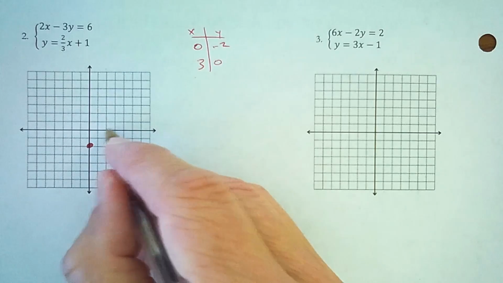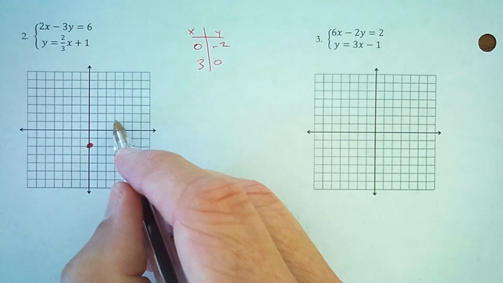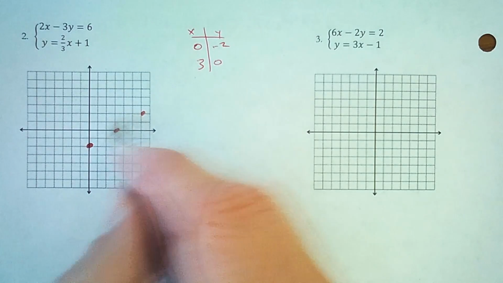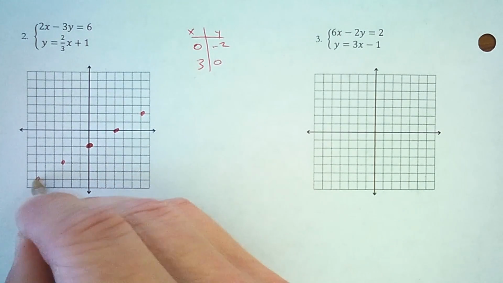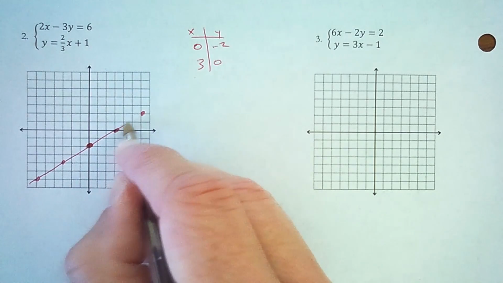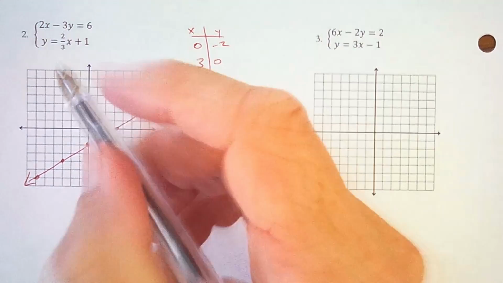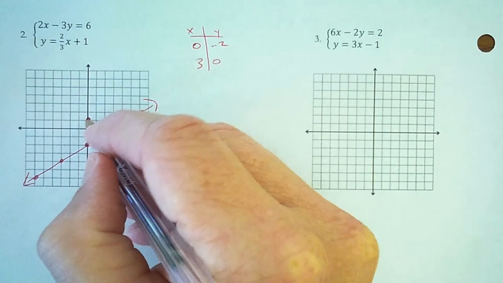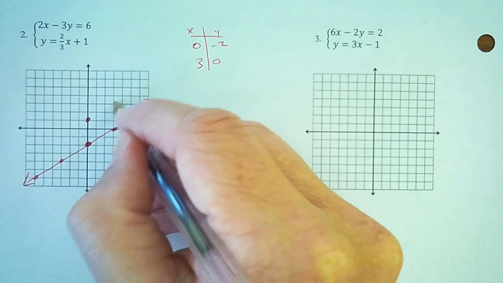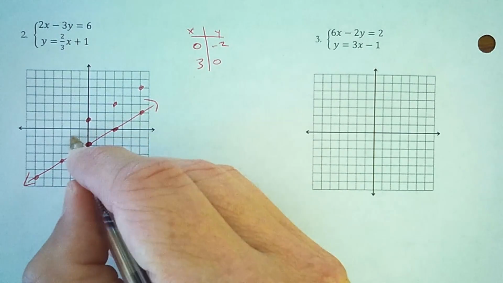So 3, 0. Okay, so that's going up 2, right 3, so we'll continue that, and down 2, left 3. Okay, so there's the first graph. The second graph has a y-intercept of 1 and a slope of 2/3, up 2, right 3, and down 2, left 3.